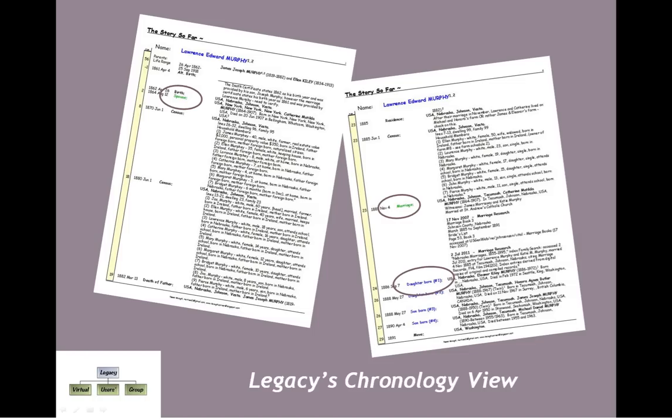So if we were to look at Lawrence Murphy's chronology view in Legacy, we see that Legacy takes all that information that we input, the birth, the marriage, the census, the children's information, and it sets out a chronology or a timeline for our individual based upon everything we added to the individual view. By using the options in Legacy, you can show the age on the left-hand side, you can color code pertinent data for the spouse and the children, and you can lay out your individual's story so far.